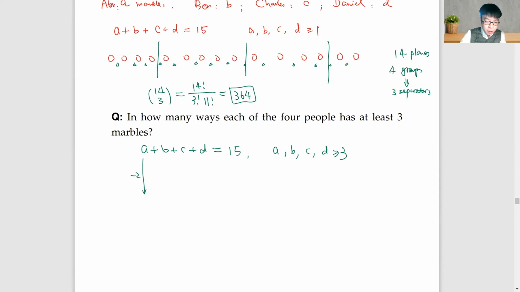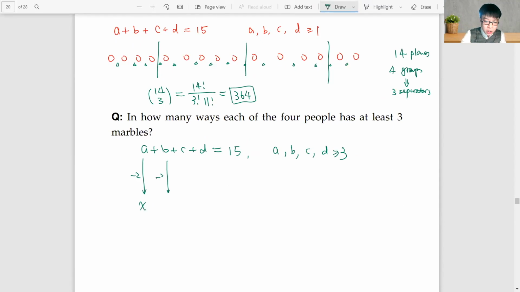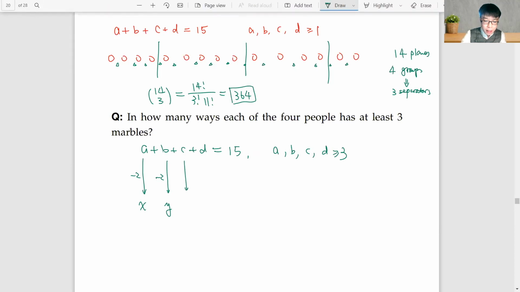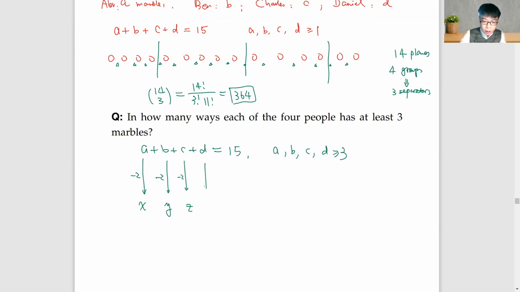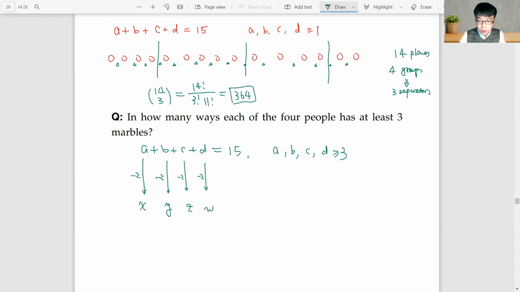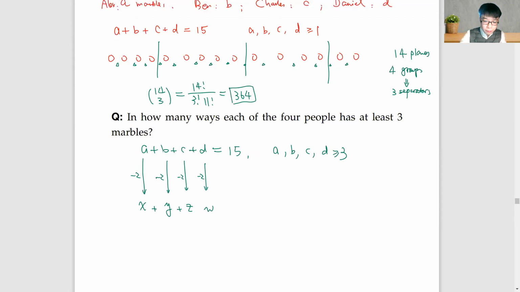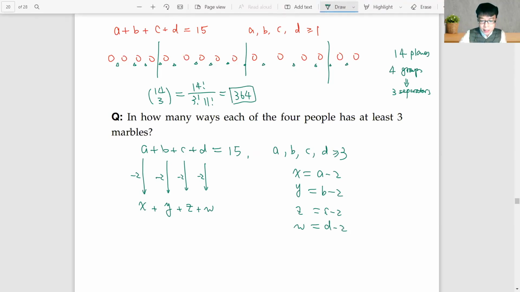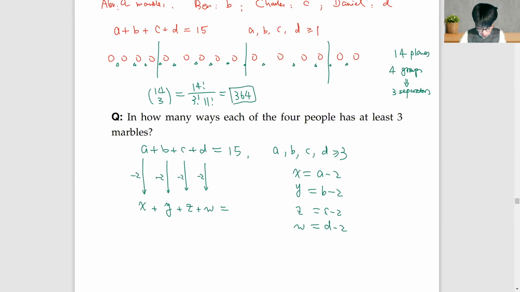So A minus 2, let me denote by X. B minus 2, let me call Y. C minus 2, let me call Z. D minus 2, let me call W. Let me repeat: X is A minus 2, Y is B minus 2, Z is C minus 2, and W is D minus 2. In this way, X plus Y plus Z plus W equals 15 minus 8, which is 7. And we still have a similar requirement: X, Y, Z, W are at least 1. That's basically the same question, but with a changed number.